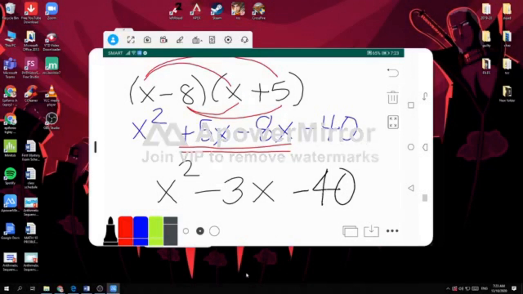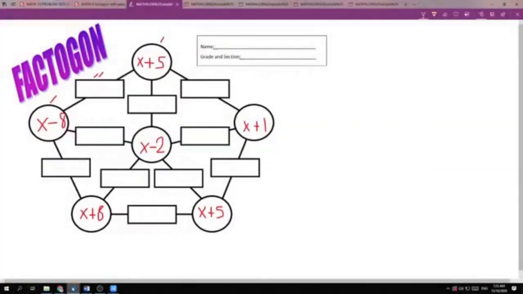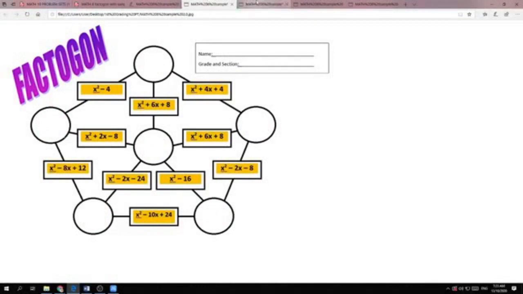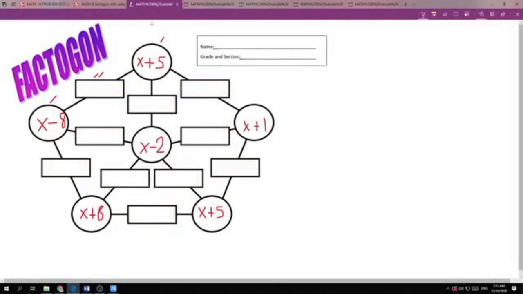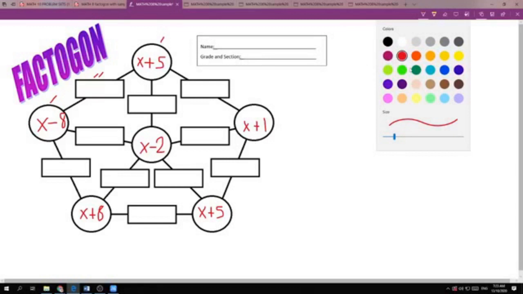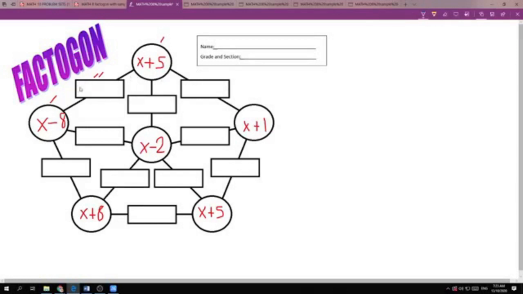So that's why in our example, look at our example. So I will be writing what here? X squared. I'm going to change the color of my pen to have distinction. So I'll be having x squared minus 3x minus 40. Okay? So do the same thing with the other.